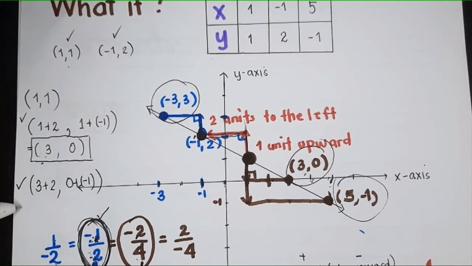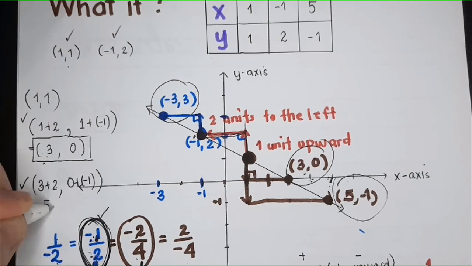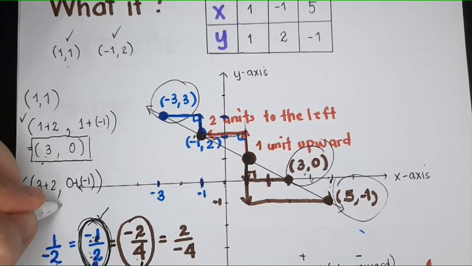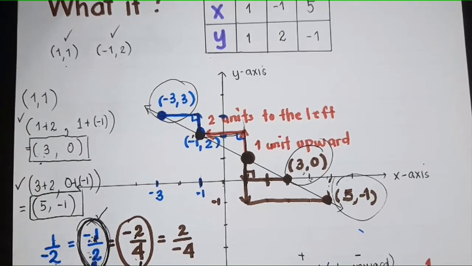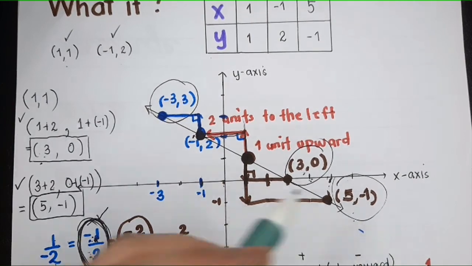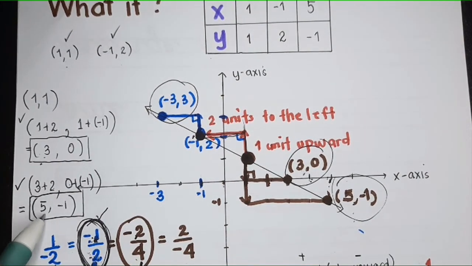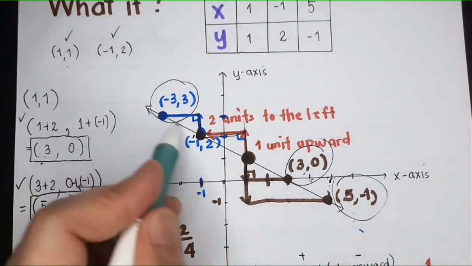If you simplify, what is 3 plus 2? 5. What is 0 plus a negative 1? Negative 1. This is another point on the given line. There it is. There are more. You can continue. You can add 2 again here, and you can add a negative 1 here. You will get another point on this line.